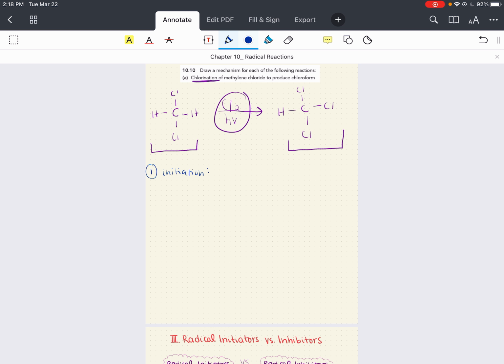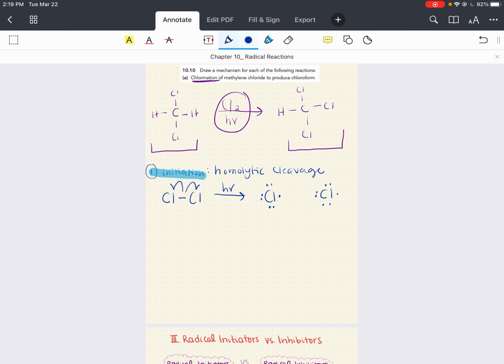Initiation involves homolytic cleavage, specifically of your Cl2. What's going to happen here is each chlorine gets 1 electron. This is initiated through light or heat. And what you get are 2 chlorine radicals as a consequence of homolytic cleavage of Cl2 initiated by light or heat. Fantastic. That's our first step, initiation.